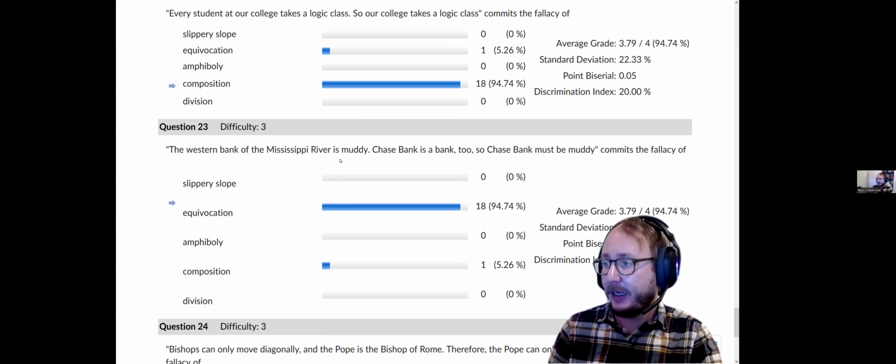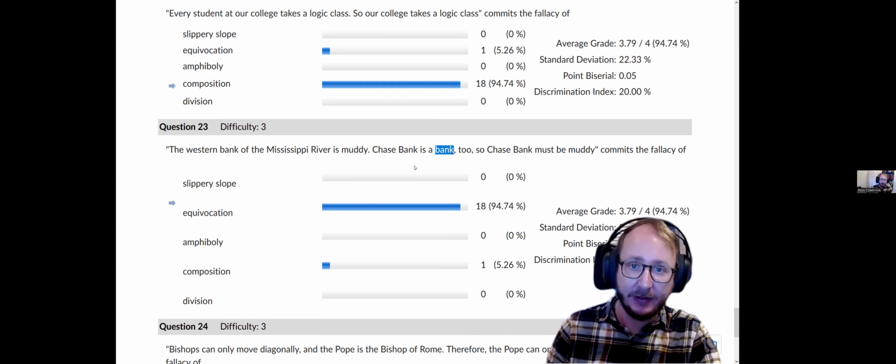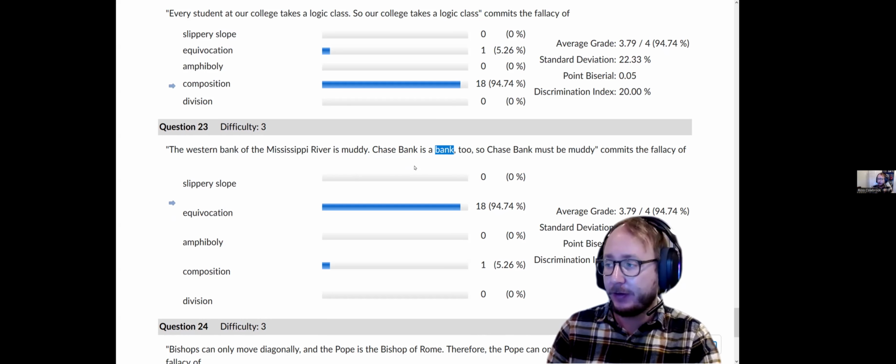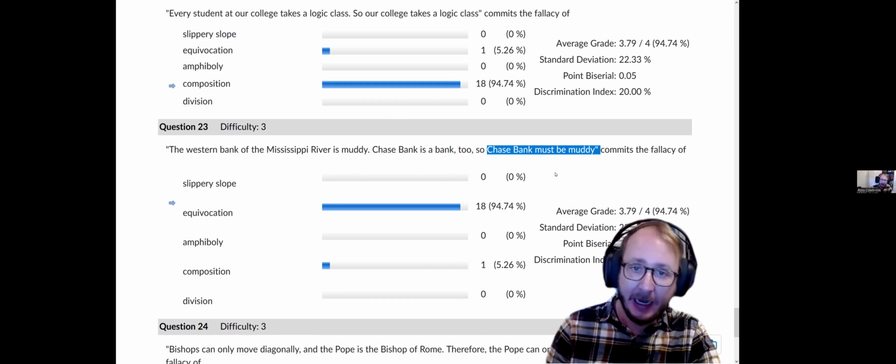Question 23, the word bank is being used two different ways, right? This use of the word bank probably means side of a river, and this use of bank means financial institution. So these are two different uses of the word, but the conclusion that Chase Bank is muddy depends on this shift in meaning.